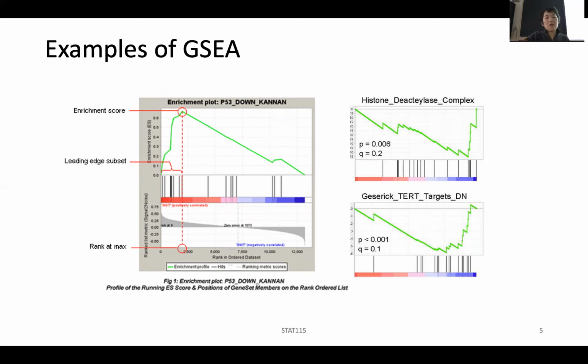Well, it gives you a rough idea how enriched your data is, but it depends on how big your list is and how skewed it is to the left or to the right. Okay, yeah, another question?